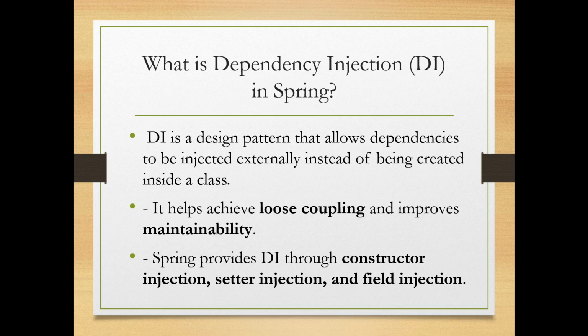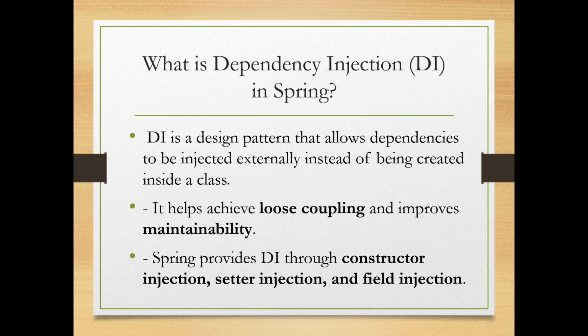Spring provides three main types of dependency injection. First one is constructor injection. Dependencies are passed when the object is created. Setter injection. Dependencies are injected through the setter methods after the object is created. Field injection. Dependencies are directly injected into the class field using annotations like @Autowired.